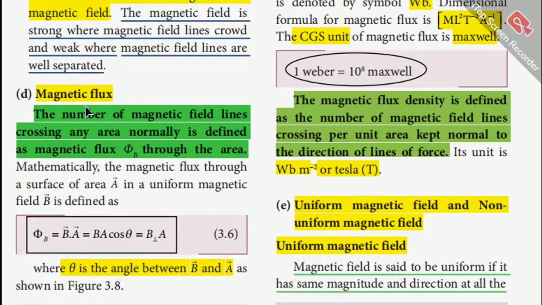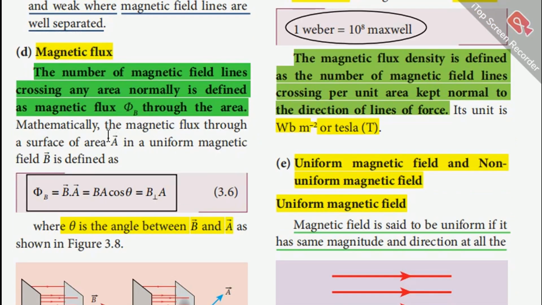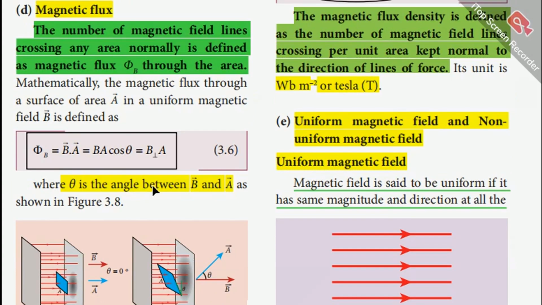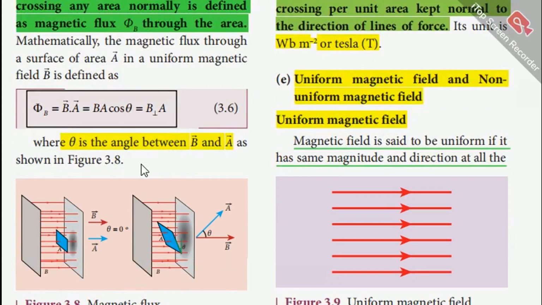Next one is the magnetic flux. How will you define the magnetic flux? The number of magnetic field lines crossing any area normally is defined as magnetic flux phi B through the area. Mathematically, the magnetic flux is expressed as B dot A, that is given by BA cos theta, or B A cos theta. Here theta is the angle between the magnetic field and the area vector of the cross section of the coil.